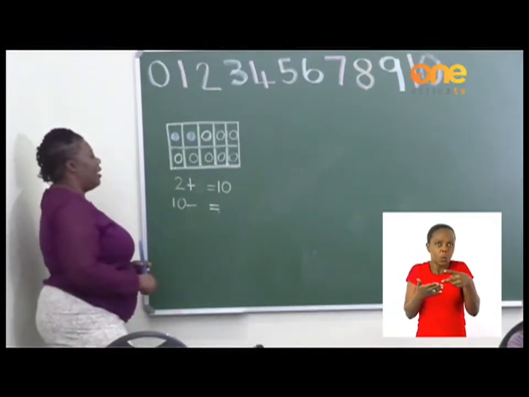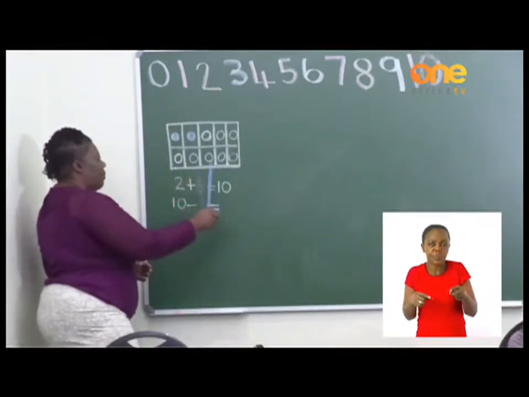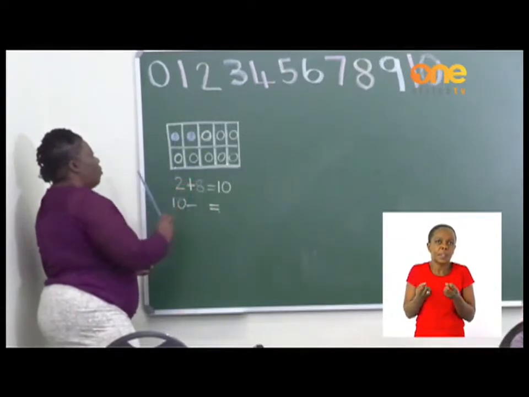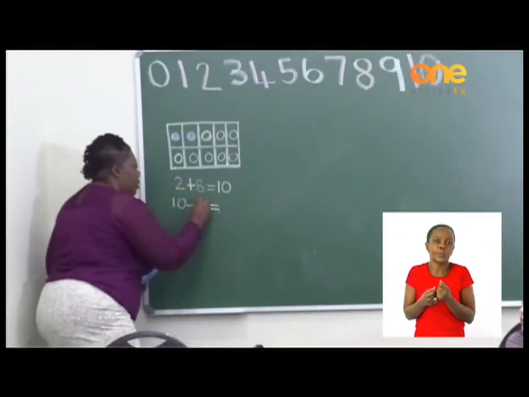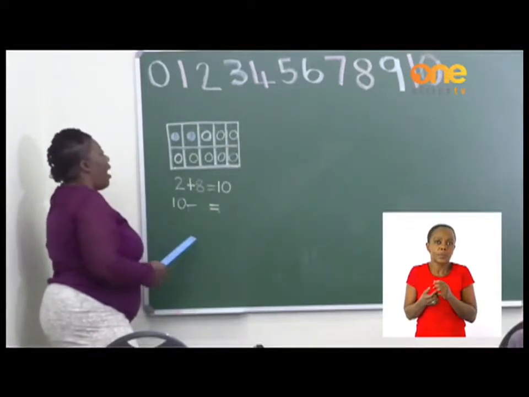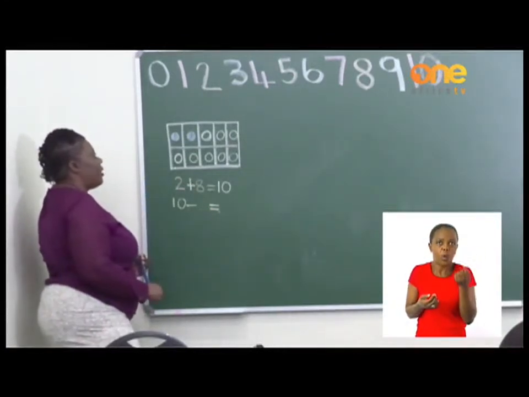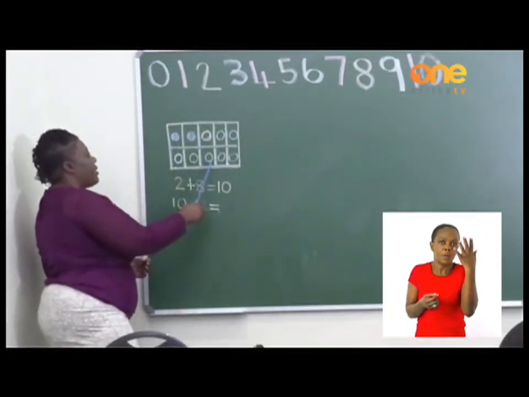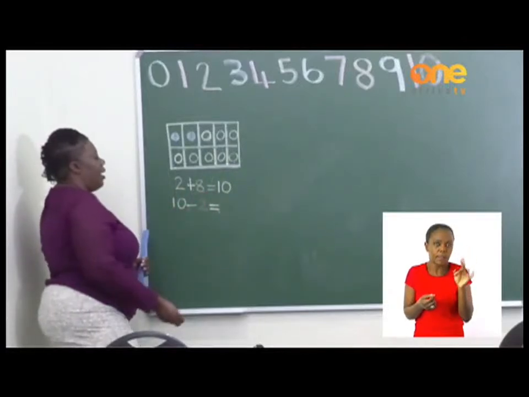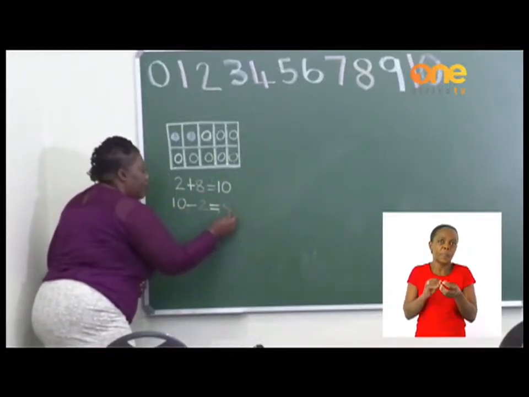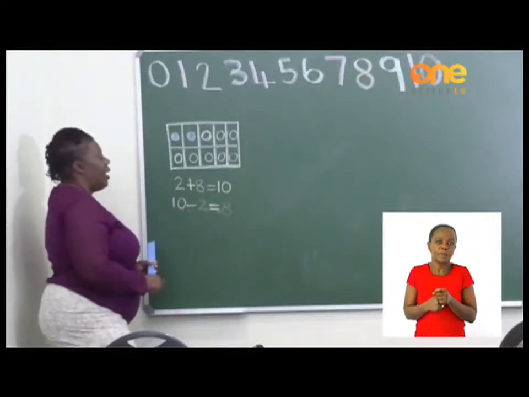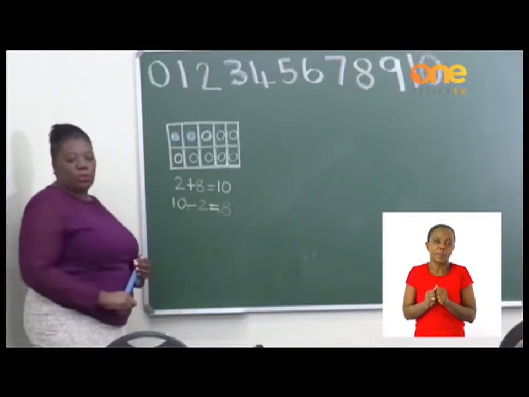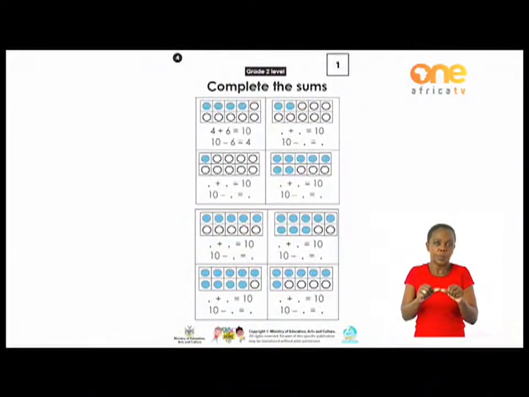The opposite again, 10 balls all together, and then we're supposed to take away 2 blue balls. So I'm going to say subtract 2. And then, how many am I left with? Let's count together. 1, 2, 3, 4, 5, 6, 7, 8. Our answer is 8. I hope you were able to count with me together. We are going to do the rest by yourselves at home.